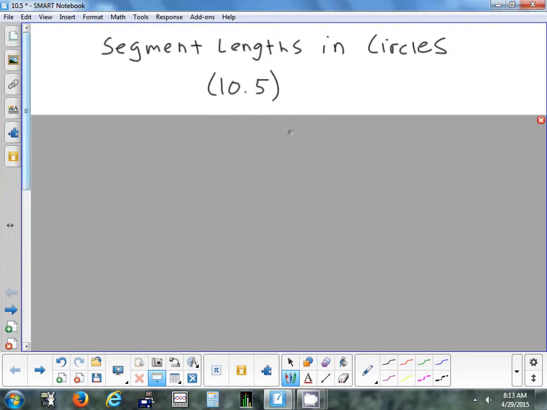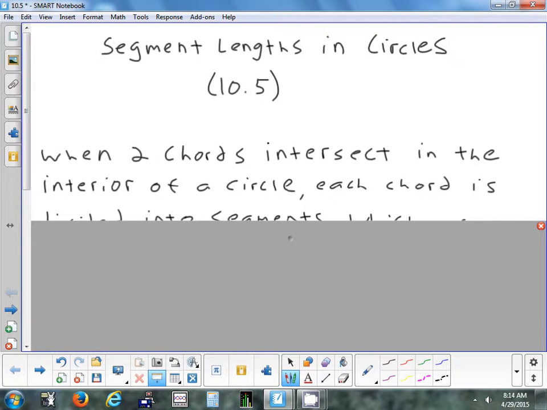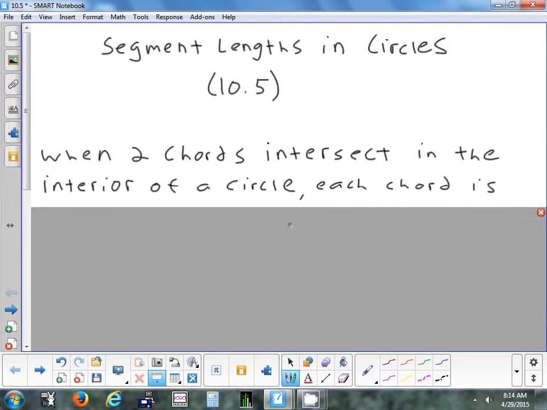All right, so yesterday we looked at 10.4, which had to do with lines intersecting. There were three different places they could intersect: outside the circle, on the circle, inside the circle. And we had ways to calculate the angles based on what situation we had. Well, today we're going to talk about things intersecting again, but we're talking about chords intersecting inside a circle.